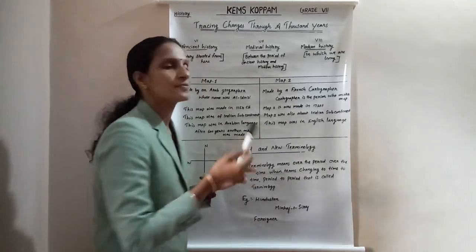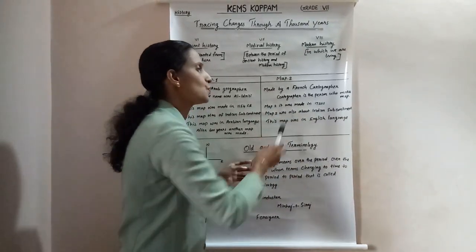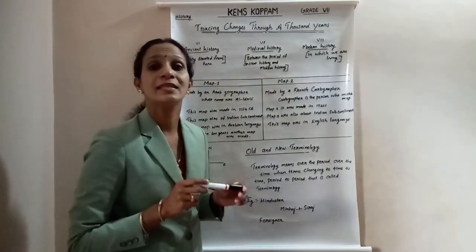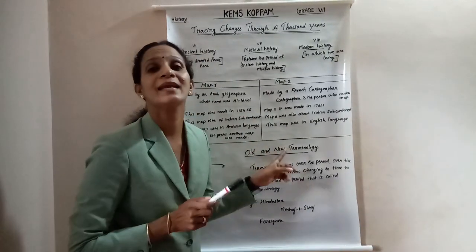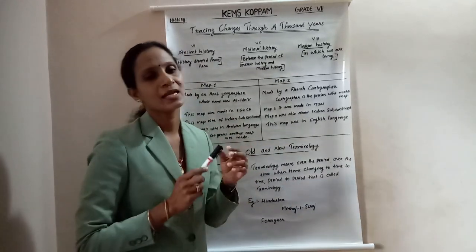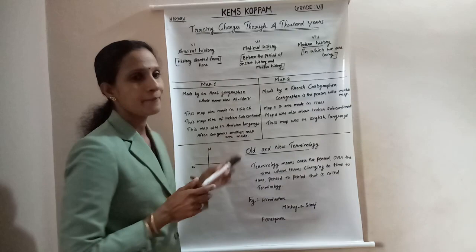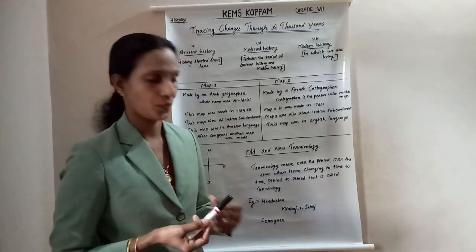Map 2 was made in the 1720s. Map 2 was also about the Indian subcontinent, and this map was in the English language. Clear? Both the maps are given in your textbook. I will show you.